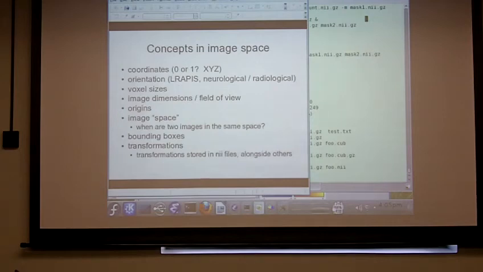When I say concept, these are all things that have to do with the details about what's in an image file or in image data. So the first thing that comes up very frequently is coordinates, and there are lots of different types of coordinates, but the simple kind of coordinate is relative to the corner of the image. And sometimes we call this XYZ coordinates or image file coordinates.